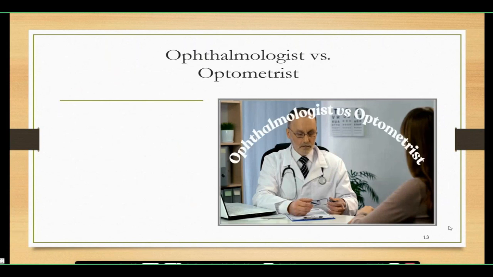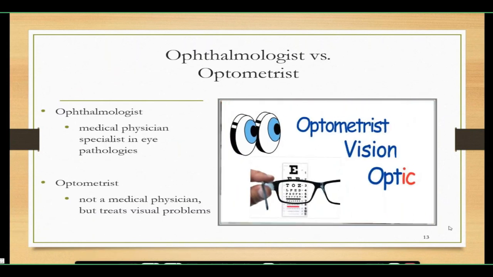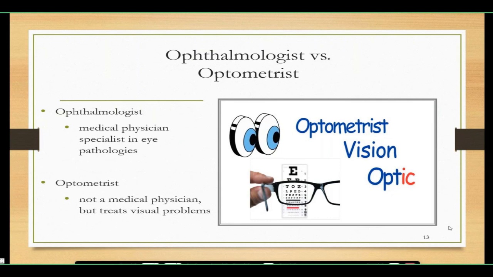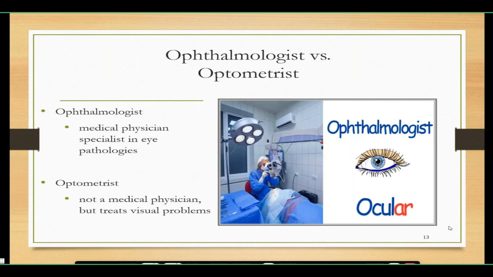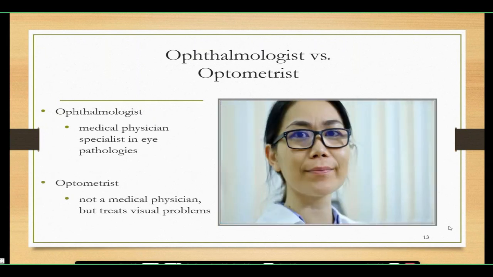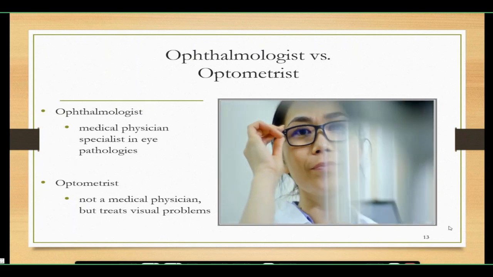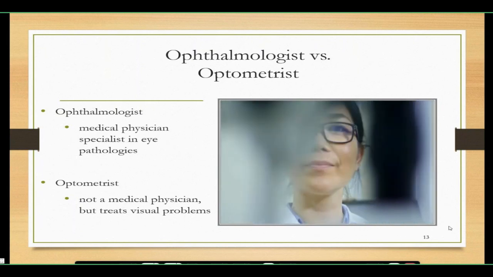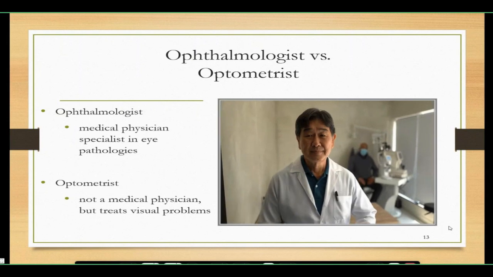Let's review the difference between ophthalmologist and optometrist. Optometrists treat visual problems such as nearsightedness or farsightedness, and ophthalmologists are medical physicians who treat other pathologies of the eye. For example, when you need to check your vision and get a new pair of prescription glasses, you go to the optometrist. But when you have glaucoma or cataracts or need any kind of eye surgery, that's when you go to see an ophthalmologist.